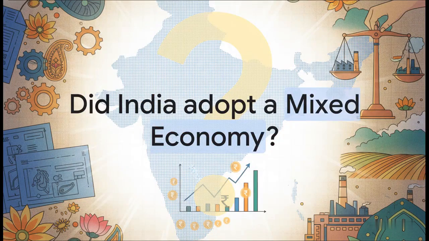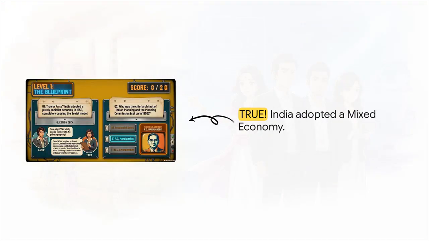All right, let's dive right into this. Level 1 is all about the foundational blueprint. So here's your very first challenge. True or false? India adopted a mixed economy after independence. A is true, B is false. Think back to the immediate aftermath of 1947. I'm going to give you 5 seconds. 5, 4, 3, 2, 1. Lock it in. If you went with true, you survived the first challenge.